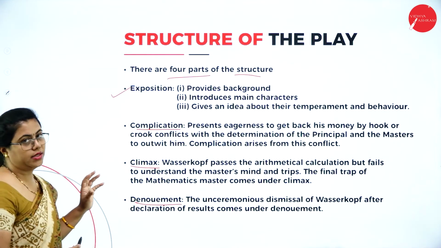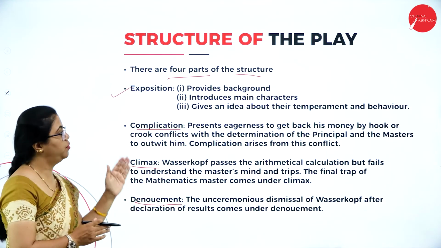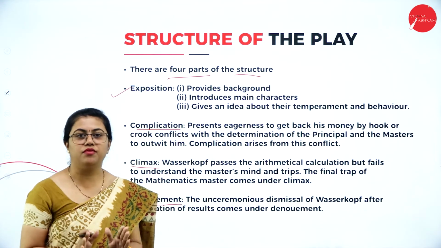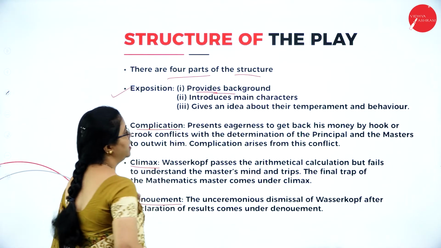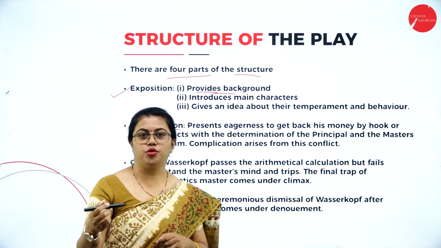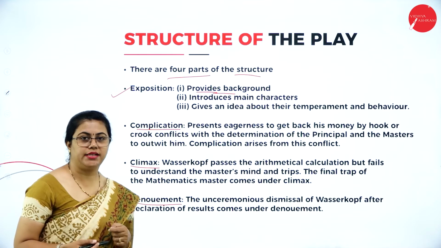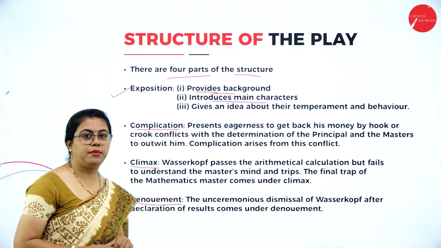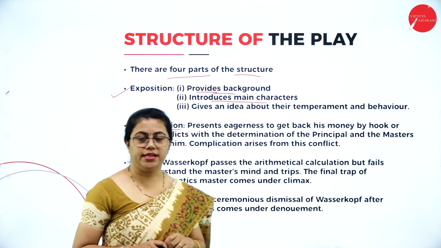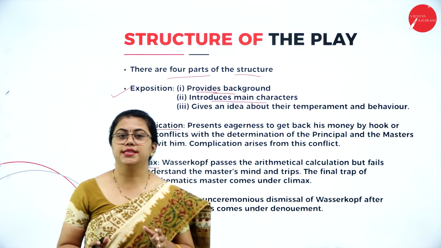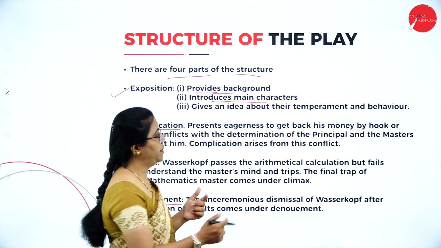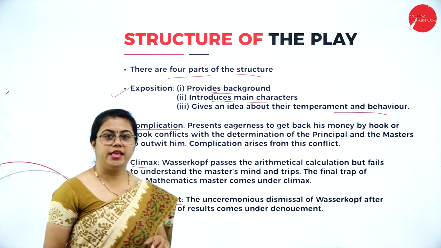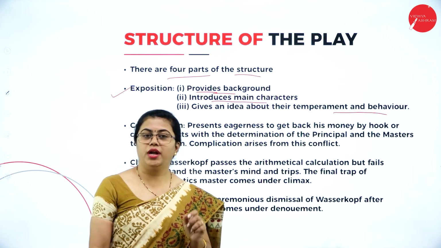In the first one, that is exposition, the part of exposition provides background. That means why the story is being set here, what is the background of the story, what is happening, everything is told over here. Then it introduces the main characters, and it also gives an idea about their temperament and behavior. Mainly, the characters the author talks about in exposition are Wasserkopf, his principal, and also his friend.